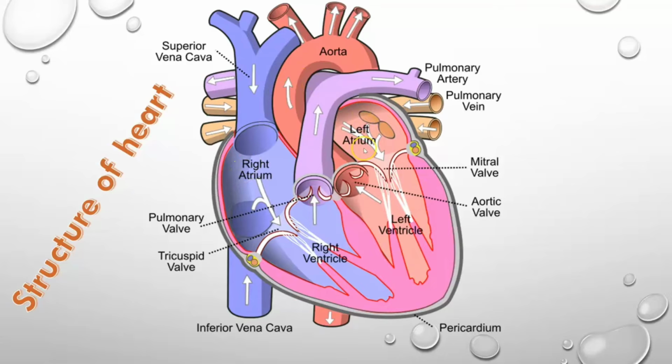Now look at this picture. It shows you a clear representation of how the blood is pumped inside the heart. See, this blue color indicates the deoxygenated blood. Look at this arrow. Through the inferior vena cava, the deoxygenated blood enters into the right atrium, and from the right atrium, the blood is pumped to the right ventricle. So here is how it is pumped out.